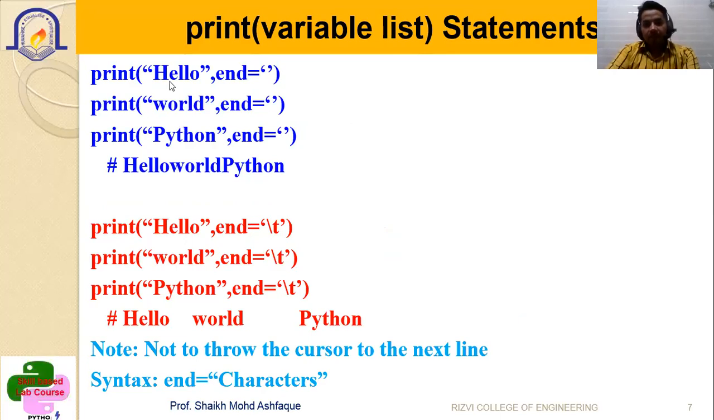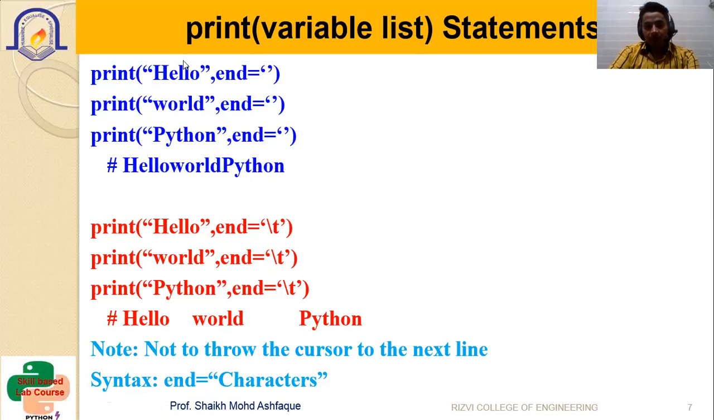Suppose you are writing the statement print inside the double quotes hello comma end is equal to single quotes, you are not writing anything, right? The second statement, print world, and end is equal to once again single quotes, we are not writing anything inside. Then print python in double quotes comma end, and not anything. So what happens whenever you are not writing anything here, right? In that case the cursor will remain on the same line. It does not allow the cursor after the print statement to move to the next line. It will stop on the same line.